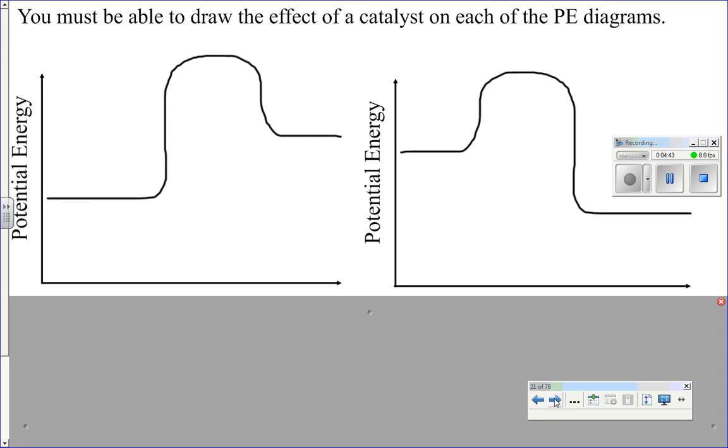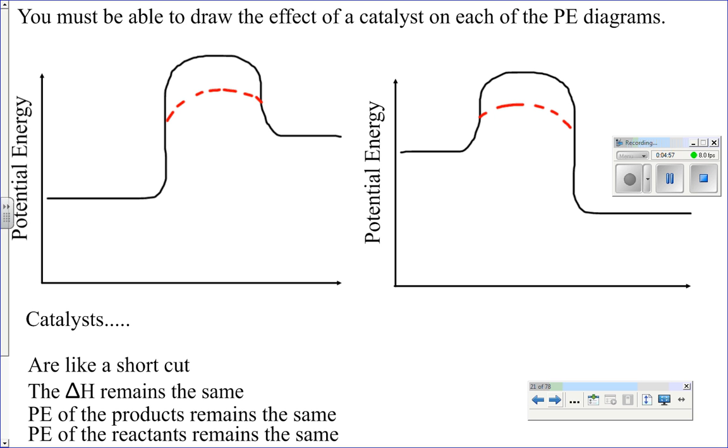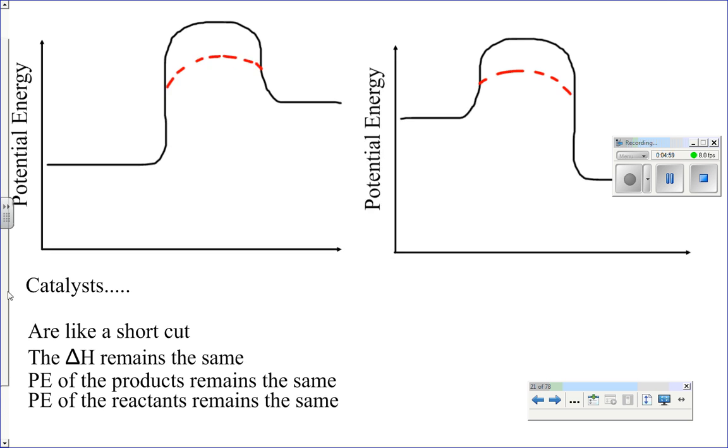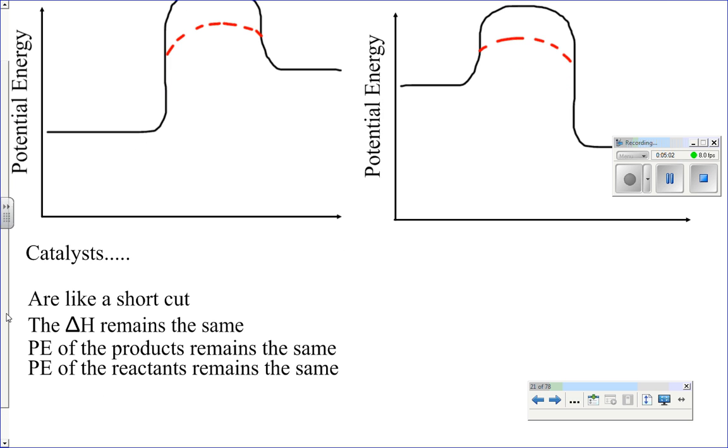You should be able to draw the effect of a catalyst on any type of reaction. Every time you're going to simply cut off the very top, give yourself a little shortcut to the ending of your reaction. Keep in mind, catalysts are like a shortcut. Delta H remains the same, potential energy of the products remains the same, and the potential energy of the reactants remains the same.